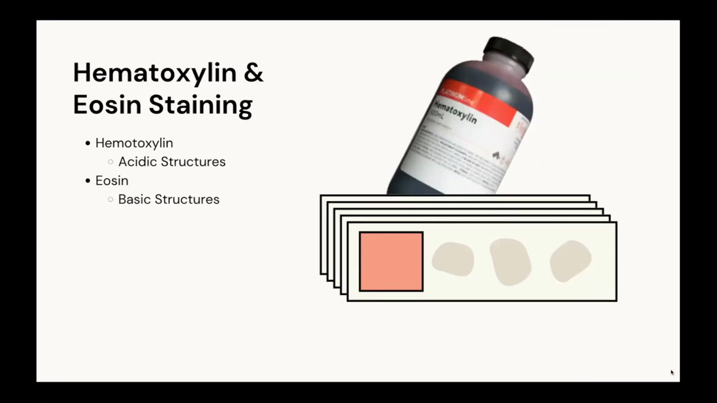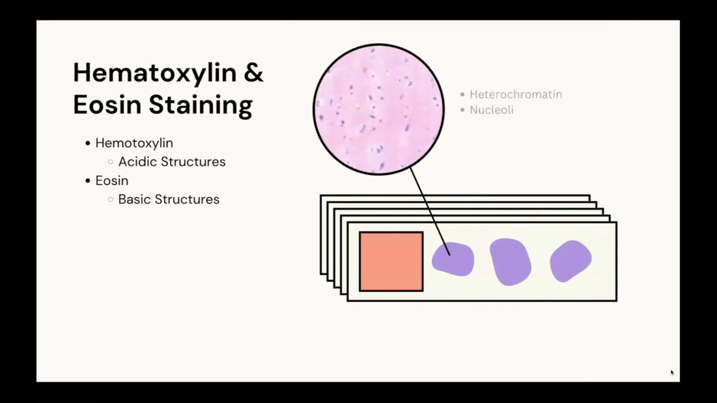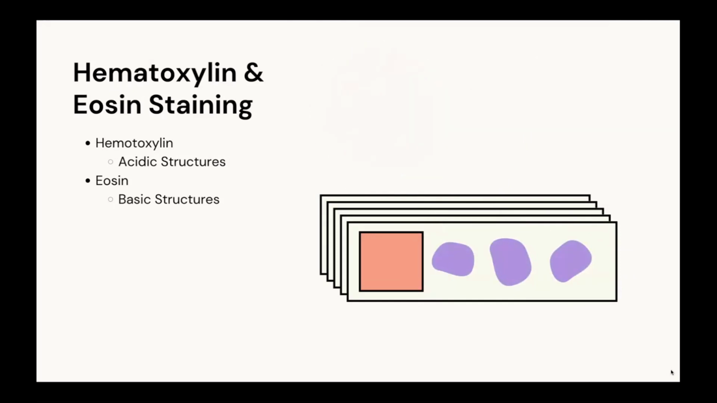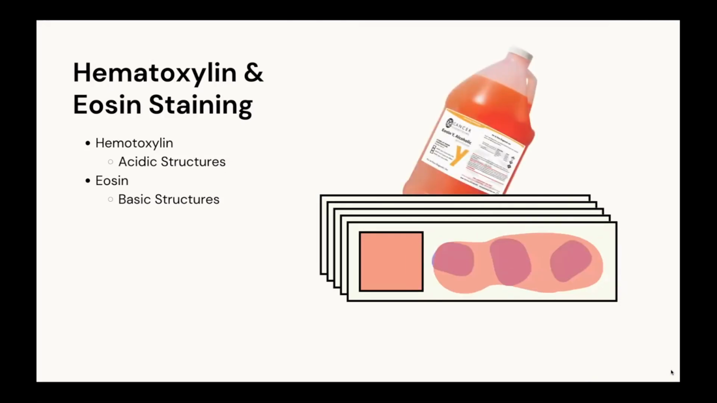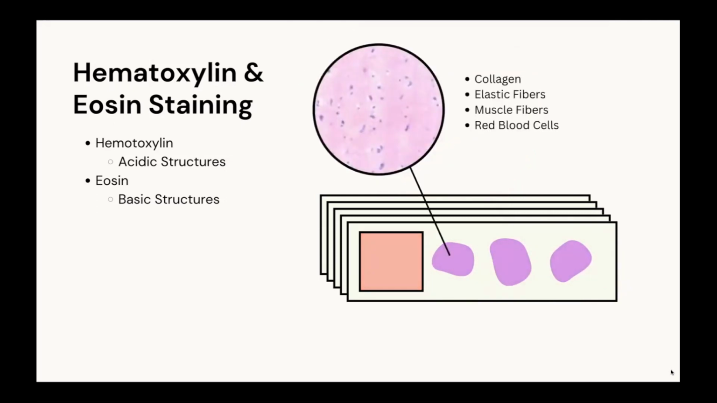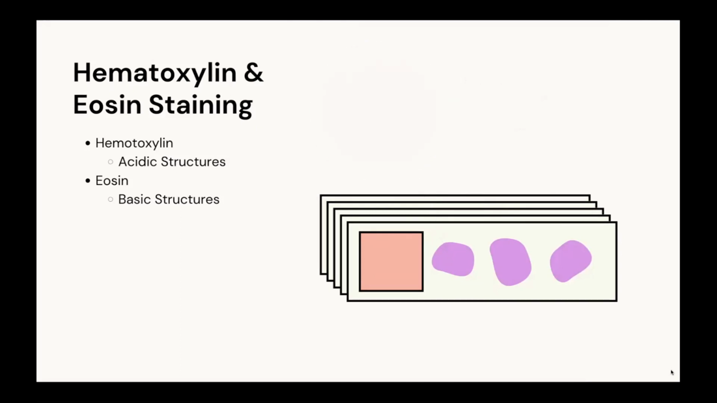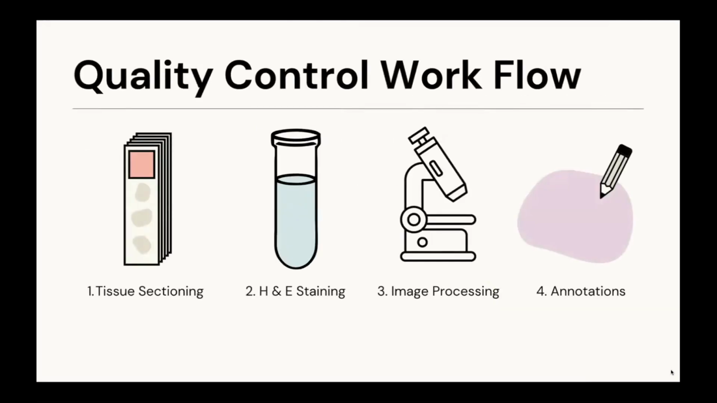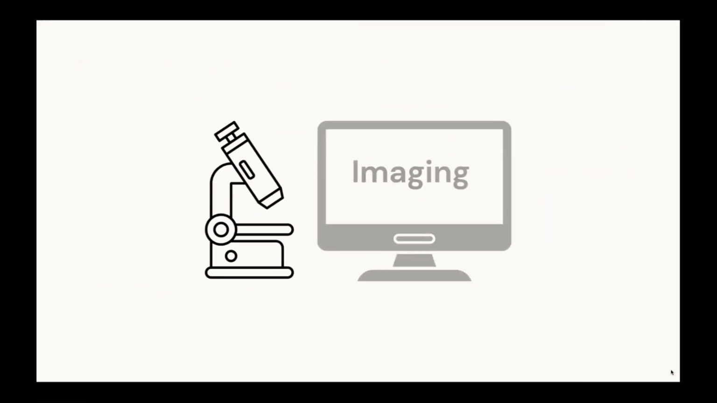Next, hematoxylin is used to stain the acidic structures such as the heterochromatin and nucleoli. Then a bluing buffer is applied to increase detail in the nuclear staining. Lastly, an eosin and tris acetic acid solution is used to stain the basic structures such as collagen, elastic fibers, muscle fibers, and red blood cells. Once the staining procedure is complete, glycerol is then used to mount the glass cover to the glass slide to seal the H&E stain. Once the H&E stain is complete, it is time for image processing.